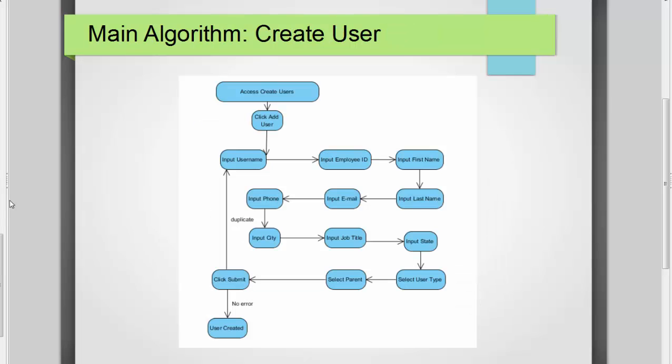Here is the algorithm for create user. The user clicks the add user and inputs all this information. Afterwards, the user clicks submit. If there is an error, the user is going to be notified and is going to recover and repeat the same steps. If there is no error, the user has been created.